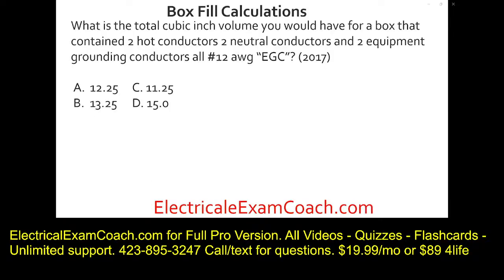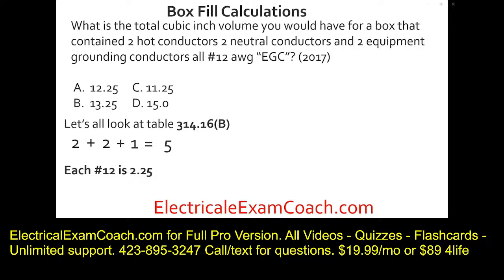What is the total cubic inch volume you would have for a box that contained 2 hots, 2 neutrals, and 2 equipment grounding conductors, all of the 12 gauge persuasion in the 2017? Well, we know we're going to count our 2 hots, we know we're going to count our 2 neutrals, and all of the equipment grounds count as one total. We would have a total of 5 cubic inches. We do the math for 12 gauge conductors, and we end up with 11.25.